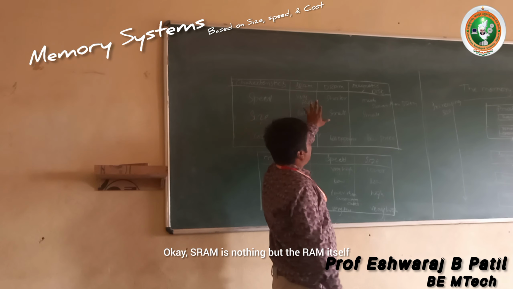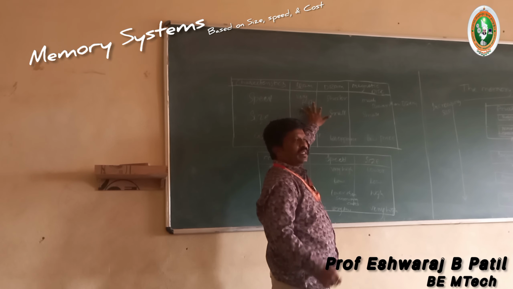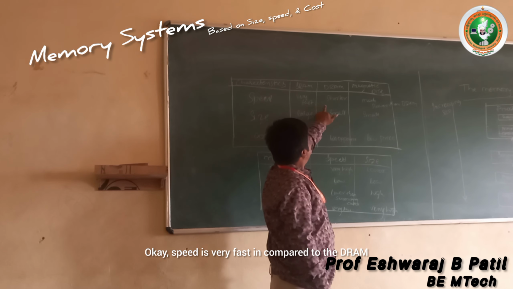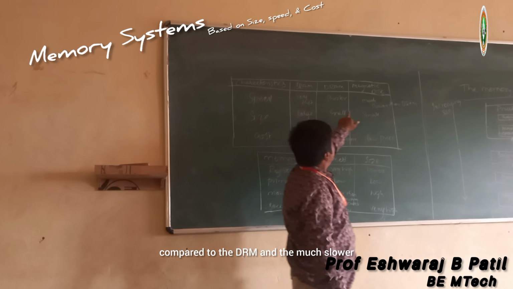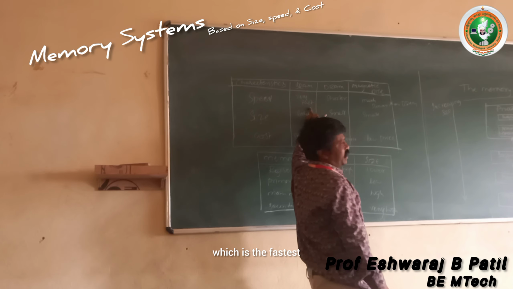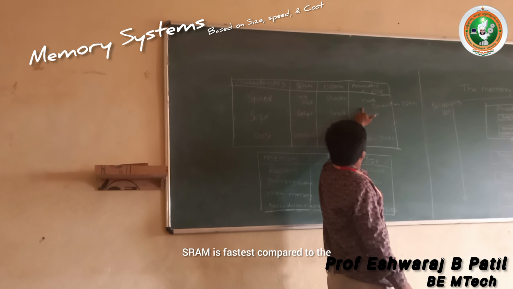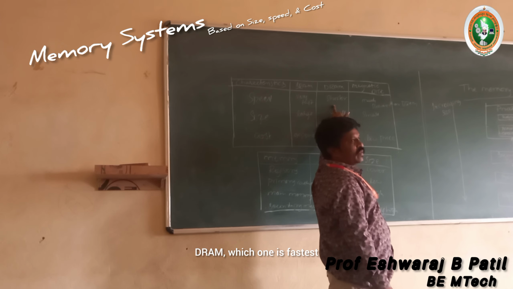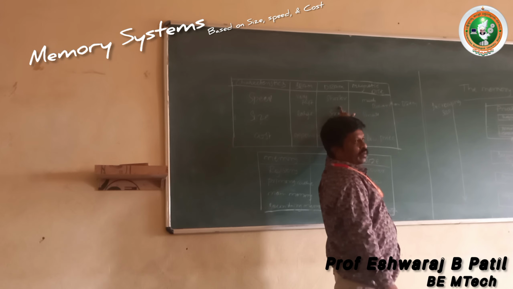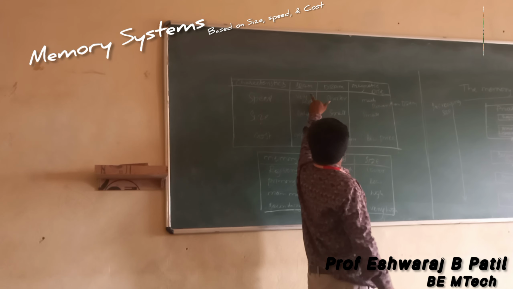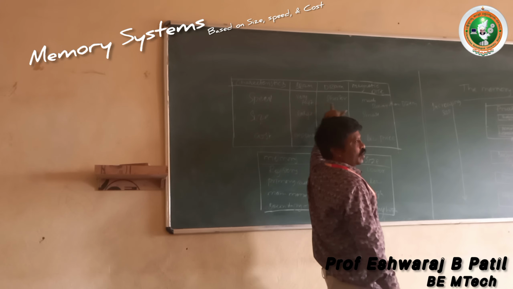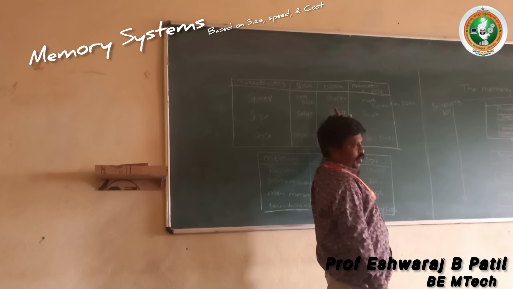SRAM has high speed. Speed is very fast compared to the DRAM, which is much slower. Comparing SRAM, DRAM and magnetic disk, which is the fastest? SRAM is fastest compared to the magnetic disk and the DRAM. DRAM is slower compared to SRAM, and the magnetic disk is very slow compared to the other two also.